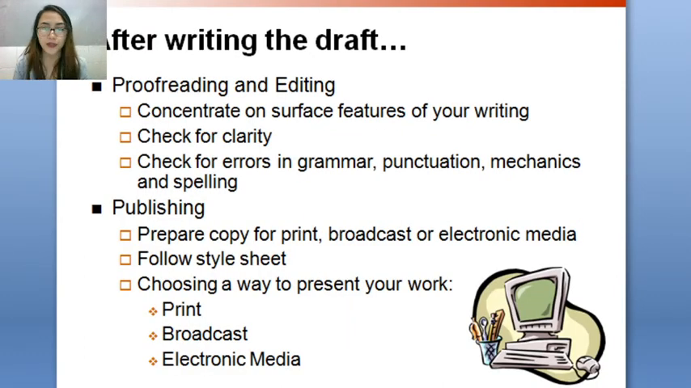After writing the draft, guys, proofread and edit it. Concentrate on surface features you are writing. Check for clarity. Check for errors in grammar, punctuation, mechanics, and spelling. Tapos, before mo i-publish. Prepare a copy for print, broadcast, or electronic media. Follow style sheet, choosing a way to present your work with print, broadcast, or electronic media.